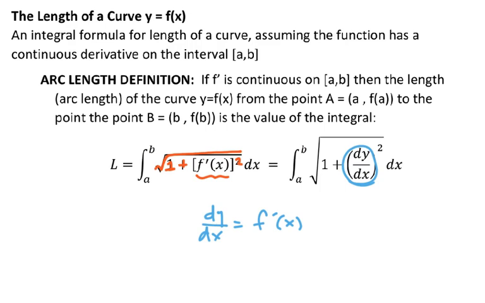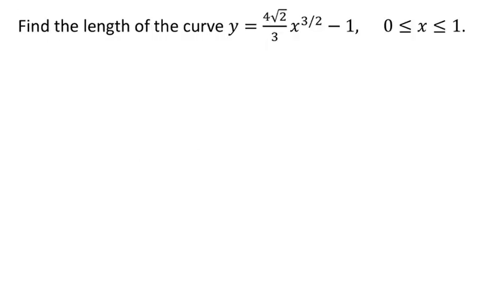And then, of course, if we were finding the arc length and our equation was x in terms of y, we would switch that and have dx dy integrating with respect to y, and then our bounds would turn into c and d. So let's do an example, because this is a pretty straightforward formula. Here we're going to find the length of the curve y equals 4 root 2 over 3 times x to the 3/2 power minus 1 across the closed interval where x is between 0 and 1.